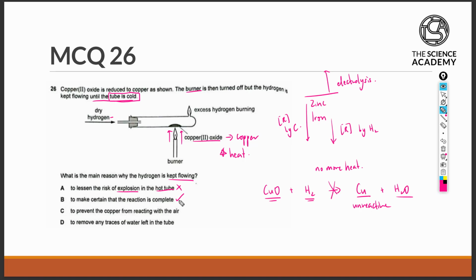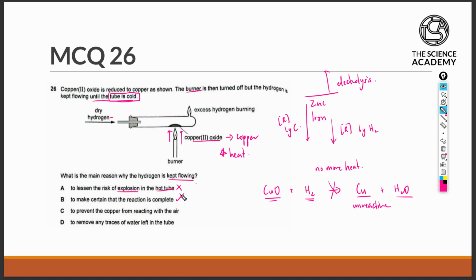So this statement doesn't completely justify why hydrogen has to be supplied all the way until the tube is cold. For the reaction to be complete, hydrogen must be supplied all the way when the tube is hot. And it doesn't matter anymore if hydrogen continues to be supplied when the tube is cooling down, because heat is needed for this reaction to occur. Therefore, B can be eliminated.